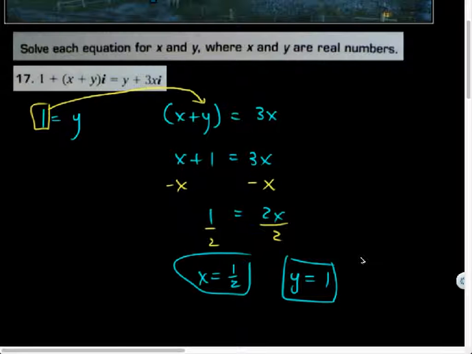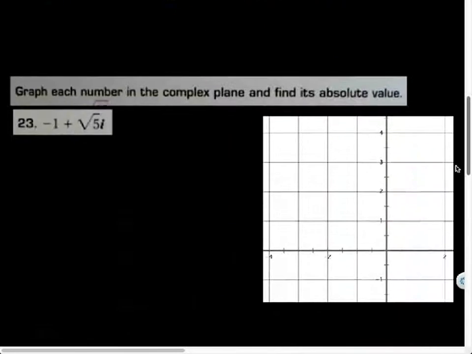So it's just a matter of writing both of these in rectangular form and setting their corresponding parts equal, the a is equal and the b is equal, essentially is what we're doing there.